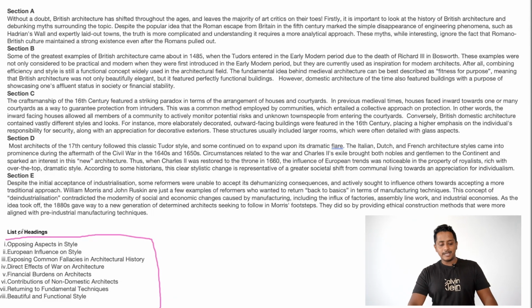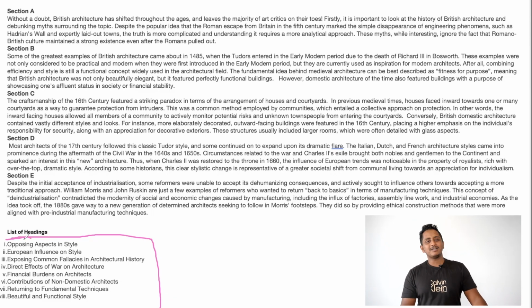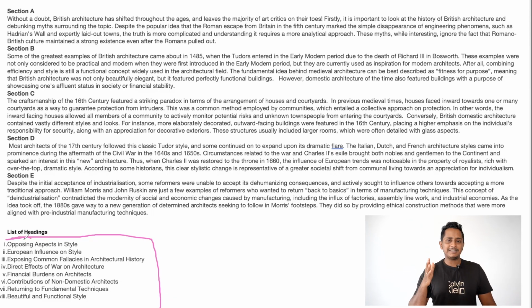Opposing aspects in style. Opposing, get a picture of opposing. You are perhaps saying this, but I oppose and say this. It's contrasting, contradicting. Get the meaning of that. European influence on the style. There is an influence by a European style of architecture they are talking about. Exposing common fallacies. Fallacies is exposing the myths or exposing the problems, correct? So when they talk about the problems or challenging some concepts, then it's fallacies.